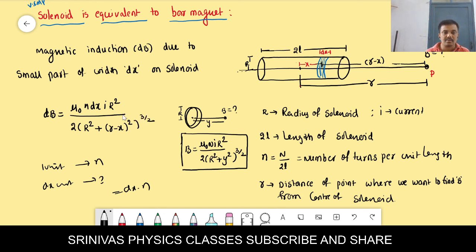Whole power 3 by 2. This is the formula for the magnetic field due to a small element on the solenoid. Magnetic field due to a small part on the solenoid. Clear or not clear?